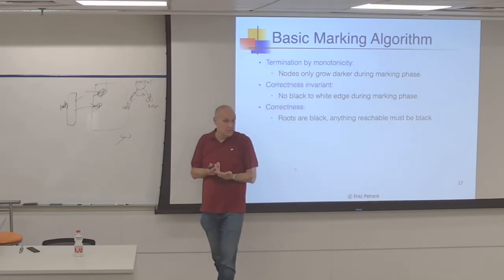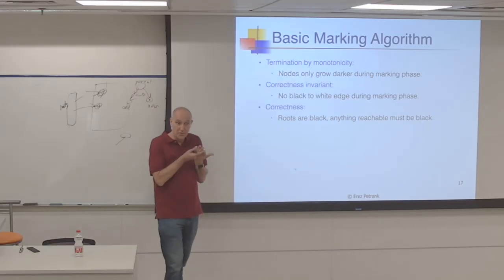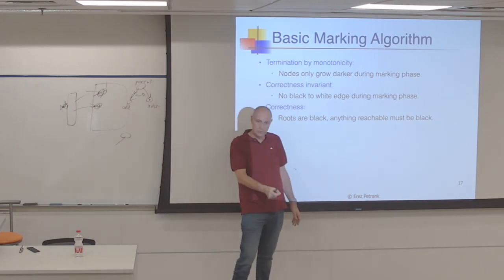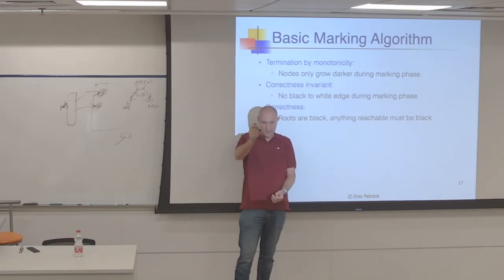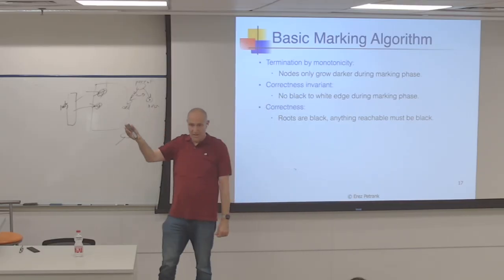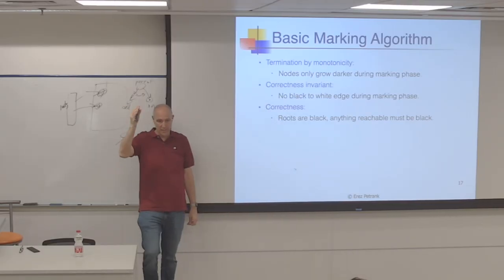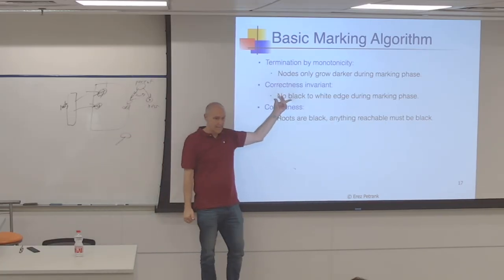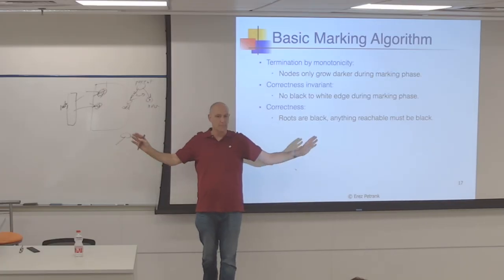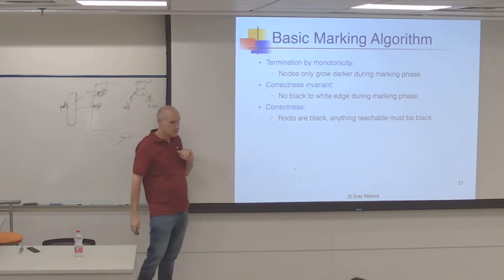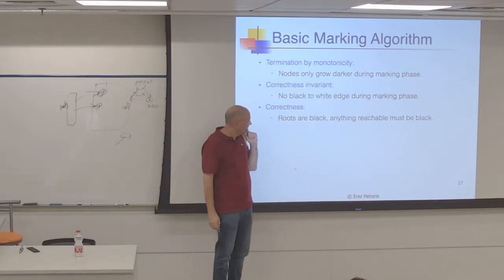Now, because there is no black to white edge and there are no gray objects, if I start from a root and go to any reachable node by a path, I go from black to black to black to black. I cannot go to gray because there are no gray nodes, and I cannot go to white because there's no black to white edge. So if I have this invariant, at the end, all the reachable nodes are black and whites cannot be reachable. So I'm in a good shape.